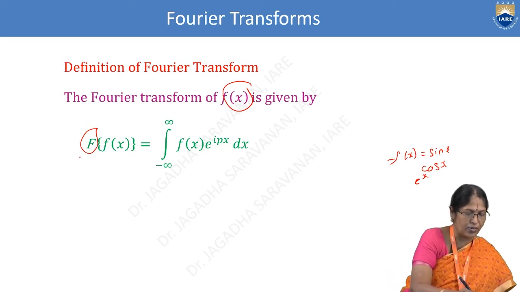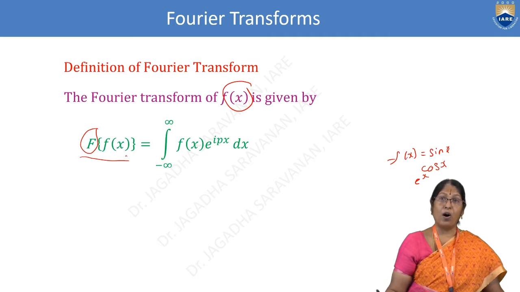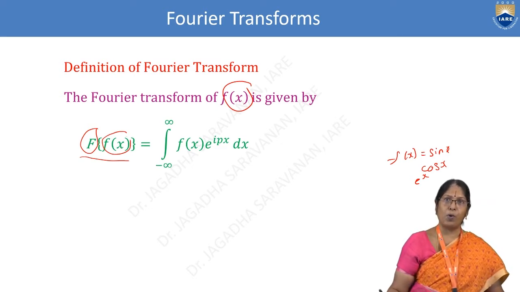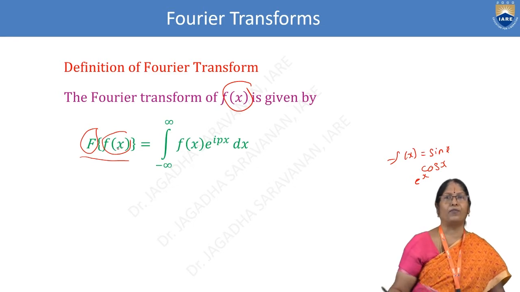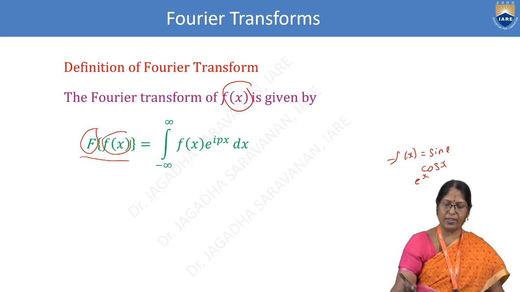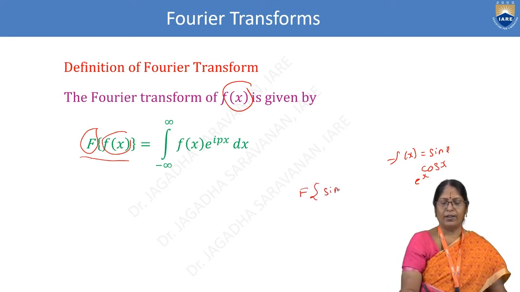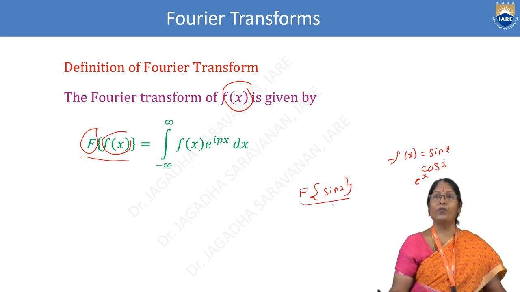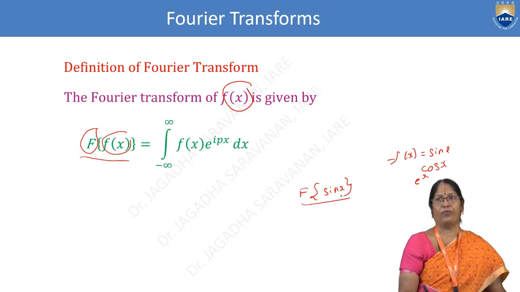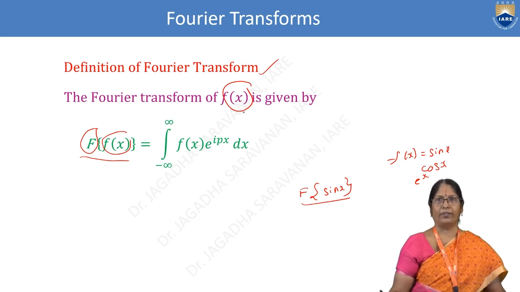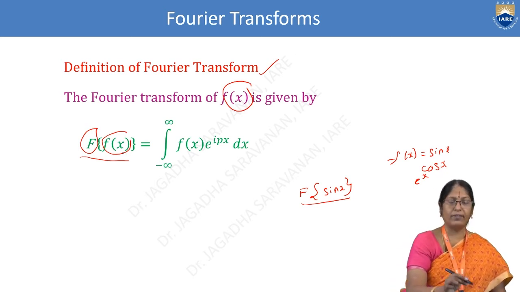Here it is written the notation F of f of x. The capital F is the Fourier transform of the function f of x. Suppose sin x is given as the function, then we will write F of sin x, which we read as the Fourier transform of the function sin x. As it is the definition, in general, we are using f of x. So now, how to read this?